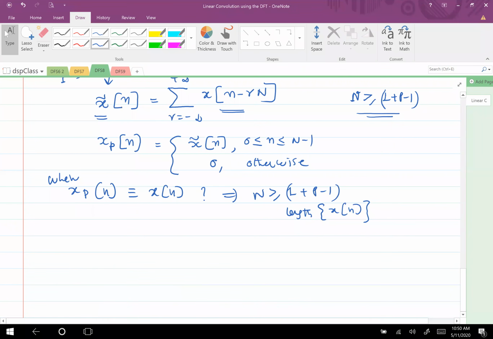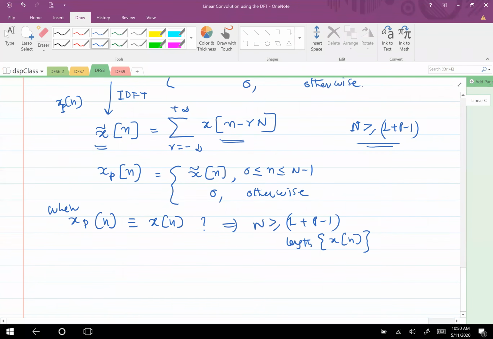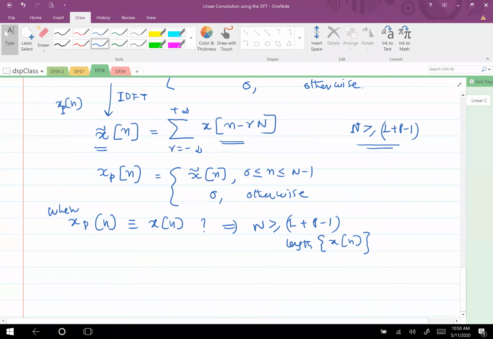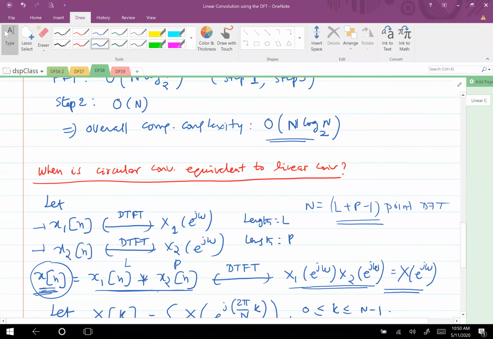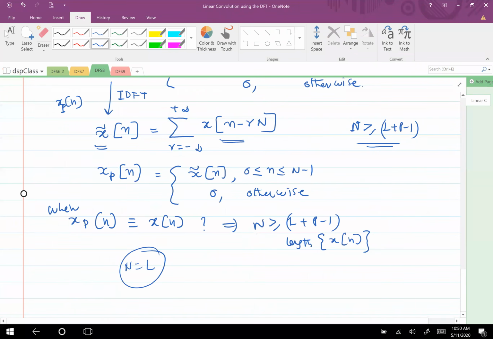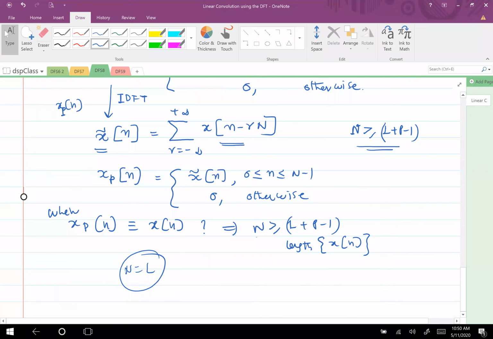Okay, so this is also a very important discussion: what would happen if your N is less than this, particularly N equal to L, which is a very important case. We made an analysis of it in one of the examples, I think in the previous video lecture. There you would see that if you take N equal to L, and the length being L plus P minus 1, then P minus 1 points of your result get corrupted.